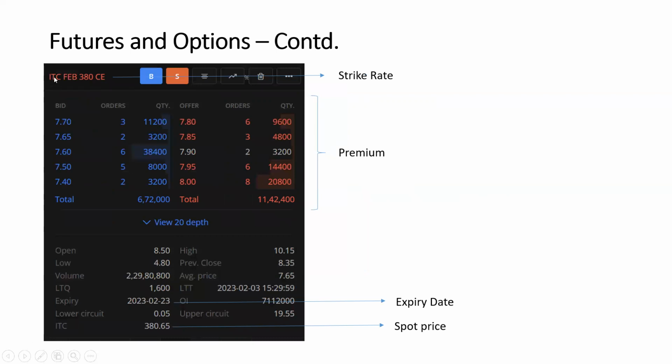In the same lines, for the strike rate, for example, this is ITC February contract 380 CE call option. CE means call option. These are the different premiums, with buyers, sellers and bidders, and this is the expiry date. This is the spot value that I'm showing.